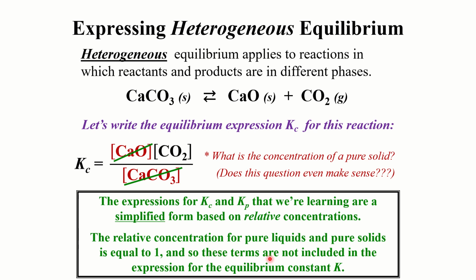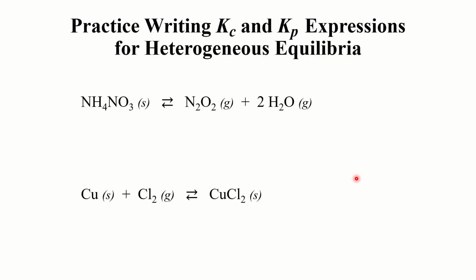And so these terms are not included in the expression for the equilibrium constant K. So to be clear, anytime you see a species that has the state of matter symbol S or L, do not include that species in the equilibrium expression. Only compounds or species that are gases or aqueous in solution are included in equilibrium expressions.